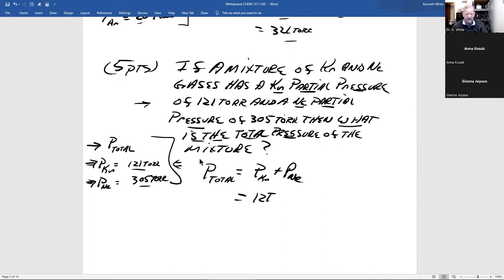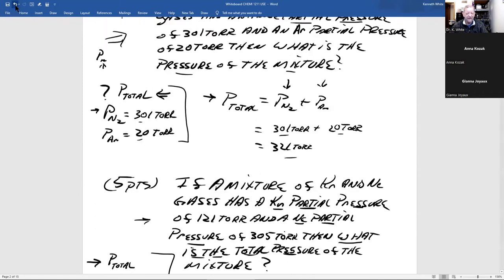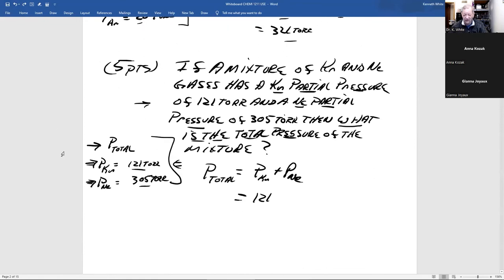So that's 121 torr plus 305 torr. And if I pick up my calculator, I can do this in my head. So I will. And this is the answer you get. And that's how you do Dalton's law of partial pressures. Now, if you give it the total pressure and one of the partial pressures and you have to calculate the other, then you do P total minus what you're given, something like this.